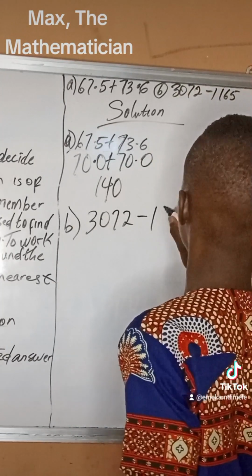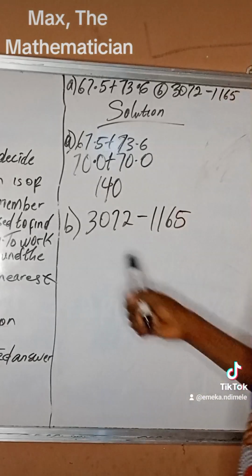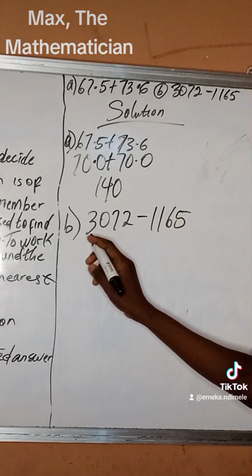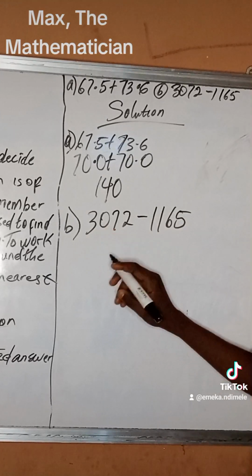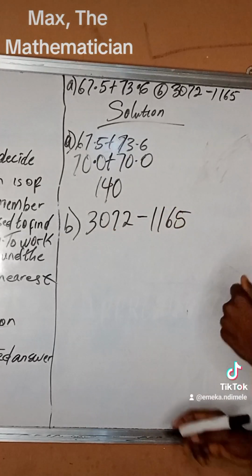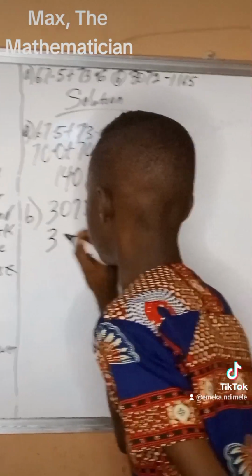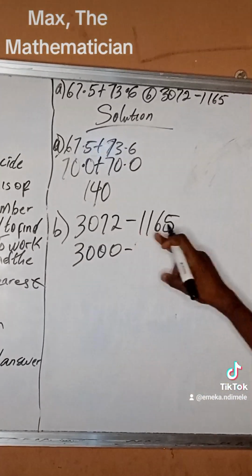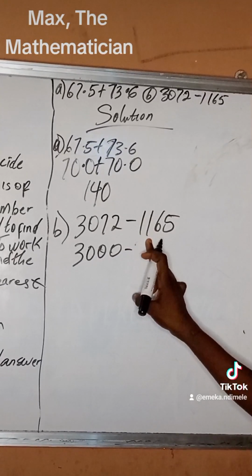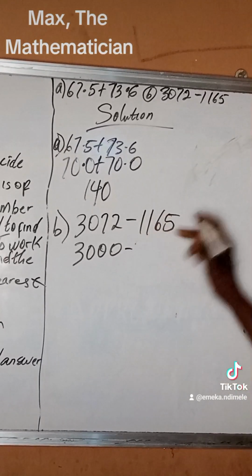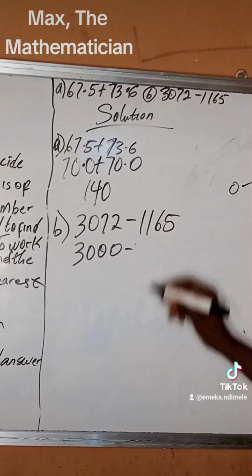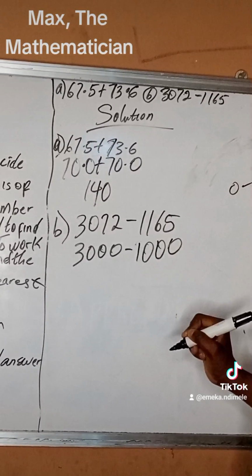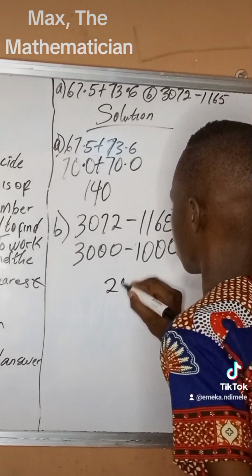3072 minus 1065. Let's approximate each of these to one significant figure. So 3 is the first significant figure, and the second is 0. 0 is in the range of 0 to 4, so you disregard the number, that will become 3000. Minus 1065, 1 is the first significant figure. This one is the second significant figure. 1 is in the range from 0 to 4, so disregard the number, that will become 1000. So 3000 minus 1000, that is 2000.